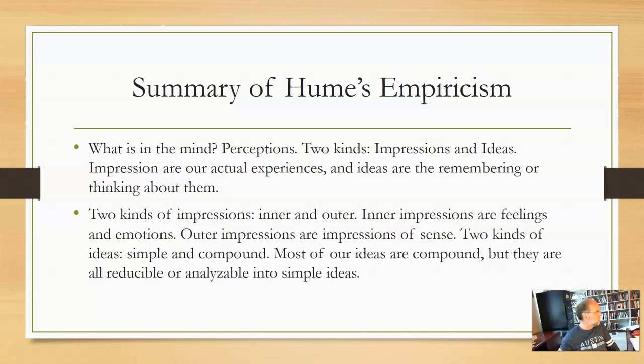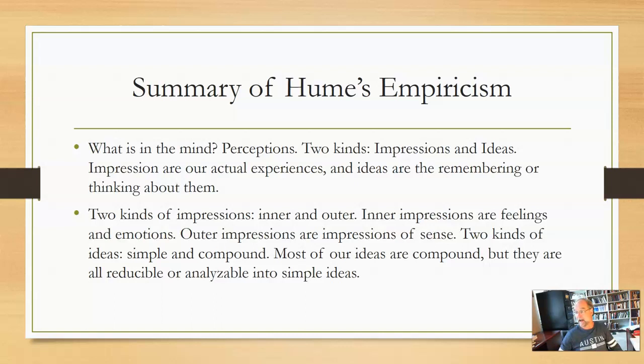Hume's first starting point question: what's in the mind? There are two kinds, impressions and ideas. Impressions are actual experiences, and ideas are the remembering or thinking about them. He then further divides impressions into two kinds, inner and outer. Inner impressions are the feelings and emotions, those that come from inside of us, just like it sounds. Outer impressions are impressions of sense, those that come from outside of us, okay, the sense experience.